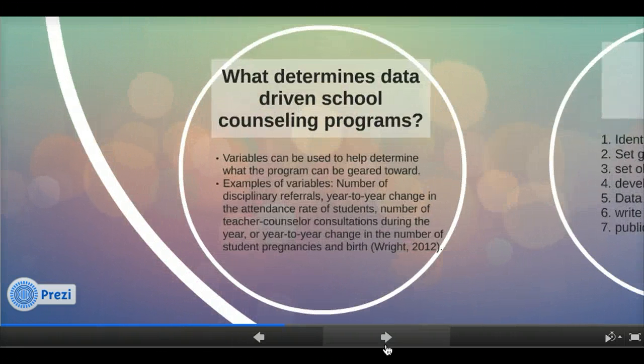Variables can be used to help determine what the program can be geared towards. Some examples of these variables include number of disciplinary referrals, year-to-year change in the attendance rate of students, number of teacher-counselor consultations during the year, or year-to-year change in the number of student pregnancies and births.